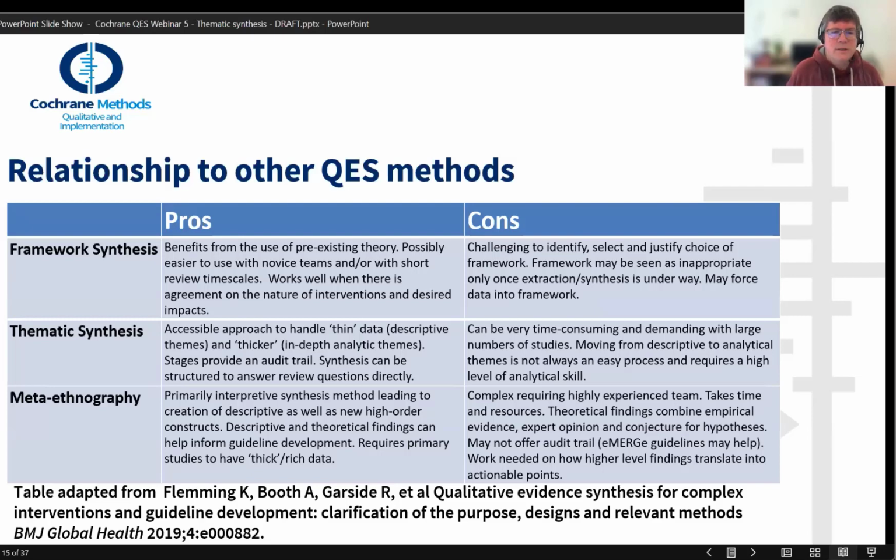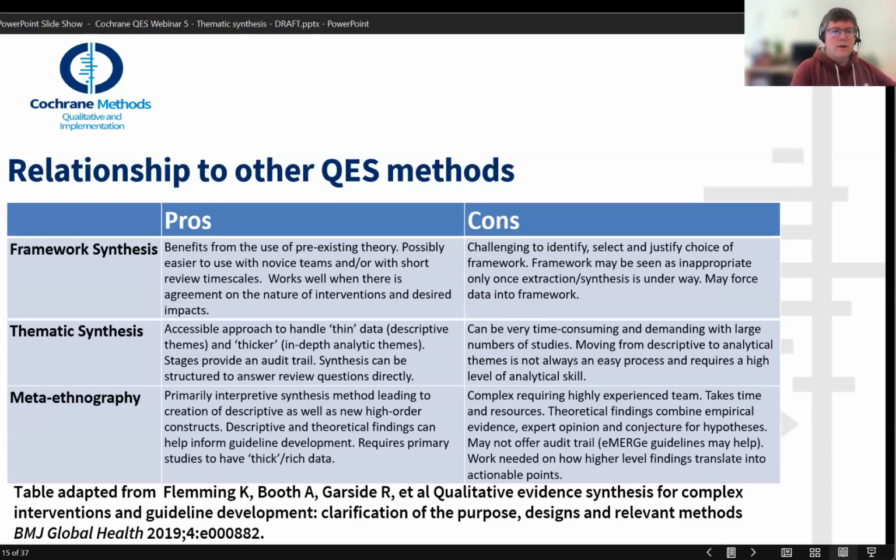So thematic synthesis is handy because it can handle thin and thick data, if you like, and it gives this audit trail, and it can be structured to answer the review questions directly. But you can imagine from the discipline of all that line-by-line coding, it can be very time-consuming if you've got lots of studies, and it can feel a bit overwhelming, because you've got so many themes and so many possible ways of understanding and organizing them. You've got lots of trees, but it's actually quite hard to see the wood for all of the trees. So it's not always easy. It requires some good analytical skills at times.